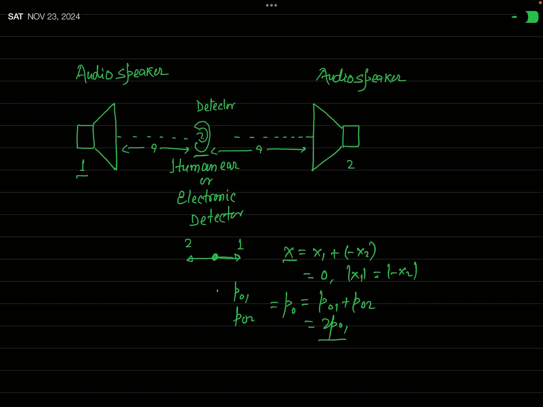Then you will see that at a displacement node there will be a pressure antinode, and at a displacement antinode there will be a pressure node. This is all due to this. Okay. So this idea will help you in understanding the wave concept in my forthcoming videos.